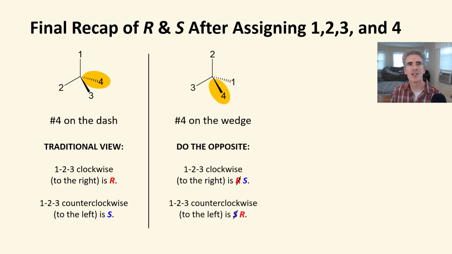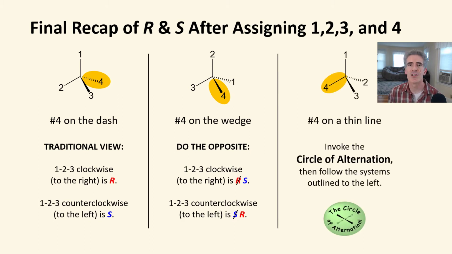Here's the next situation. The lowest priority group is coming at us on the wedge. All right, that's where we do the opposite. We do what we did over here, but then flip the letter. So here is a 1, 2, and 3, again, looking like it's traveling to the left, like an S, but we're going to flip that into an R.